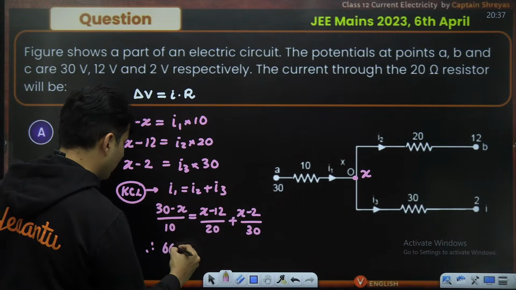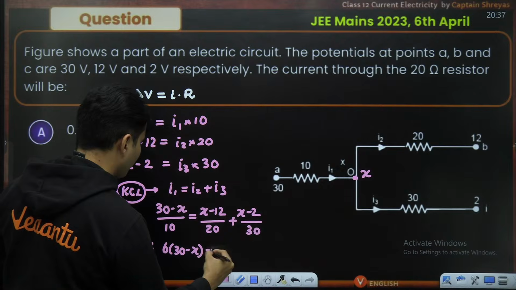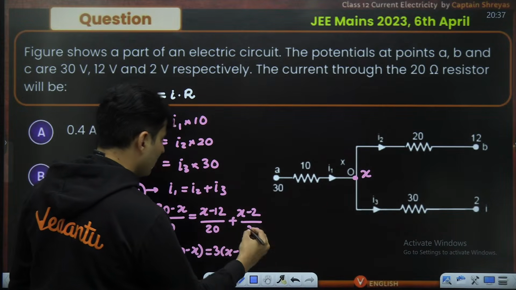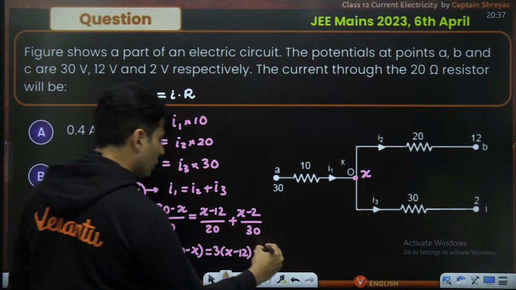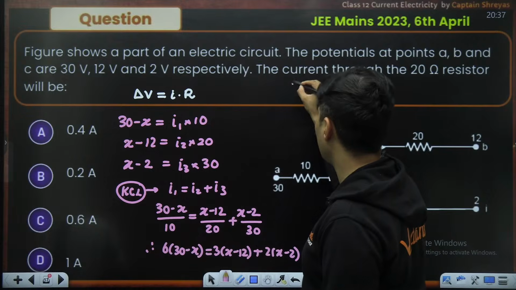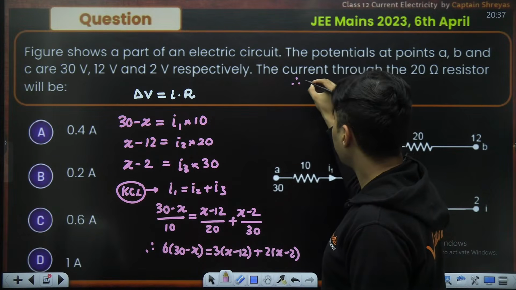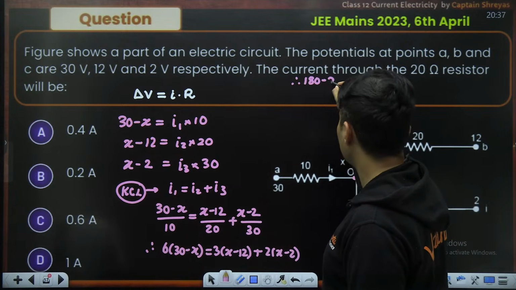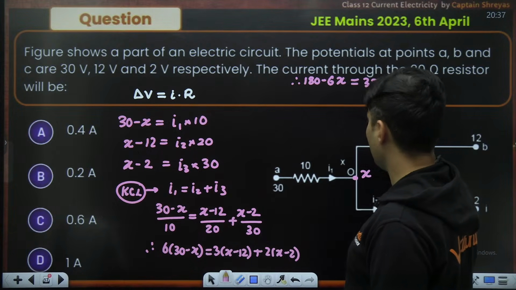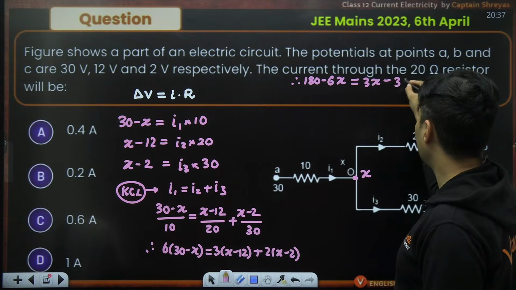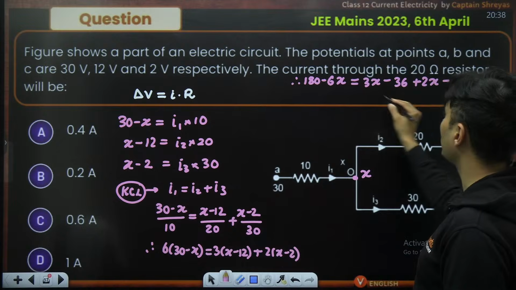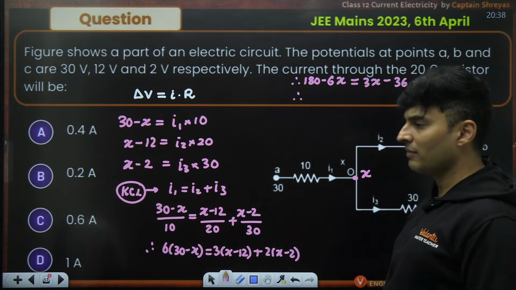So multiply everything with 6. So it will become 6 multiplied by 30 minus X; 6 by 2 is 3, so 3 into X minus 12; 6 by 3 is 2, so 2 multiplied by X minus 2. Solve this further guys. See what you get. So this will be 180 minus 6x is equal to 3x minus 12, 3 12s are 36, plus 2x minus 2, 2 2s are basically 4. From this you will get the value of x and then you can find out everything.